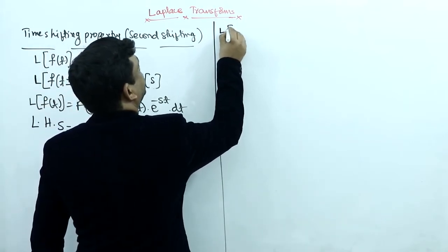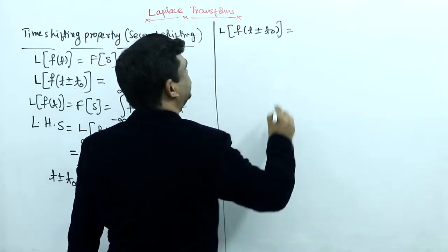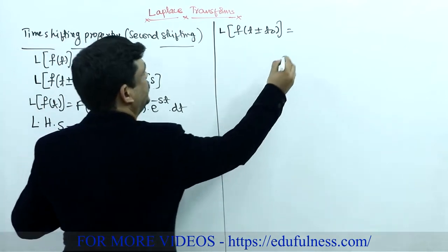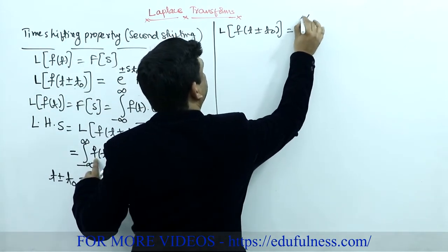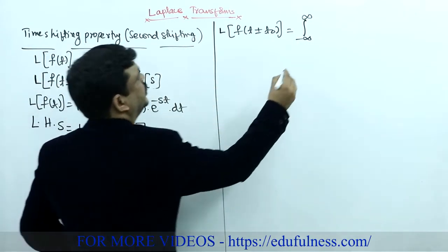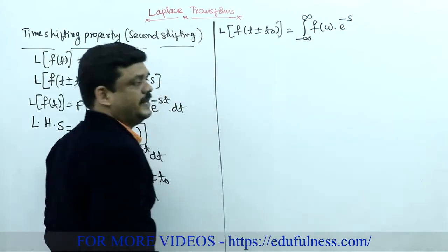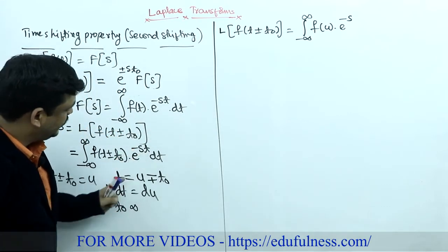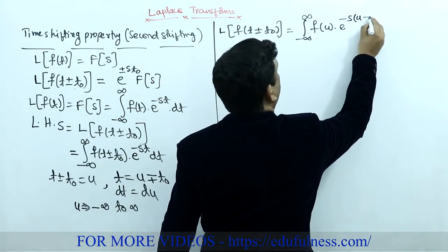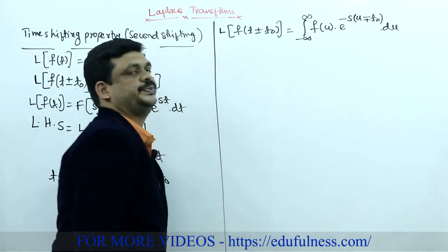Then this side it becomes like this: Laplace transform of f of t plus or minus t naught is equal to the integration from minus infinity to plus infinity. Here t plus or minus t naught becomes u, so this function becomes f of u into e to the power of minus st. What is t here? t is u minus or plus t naught. Substitute that part here: u minus or plus t naught, and dt becomes du.